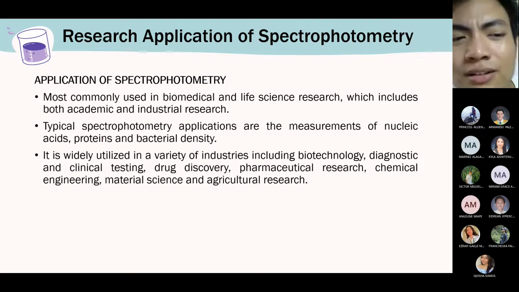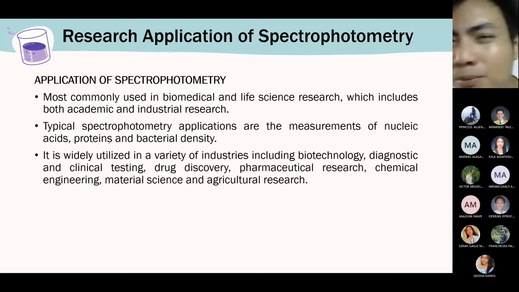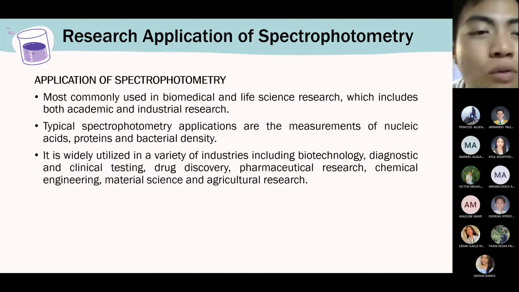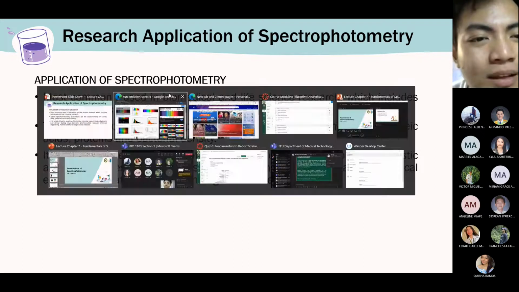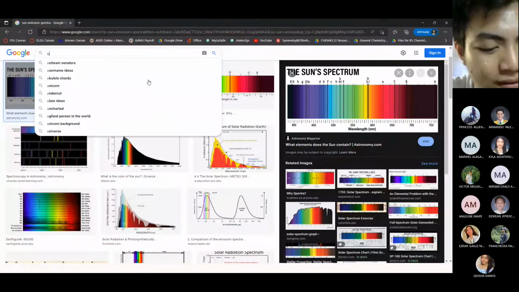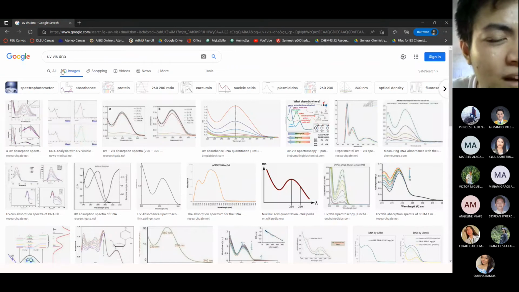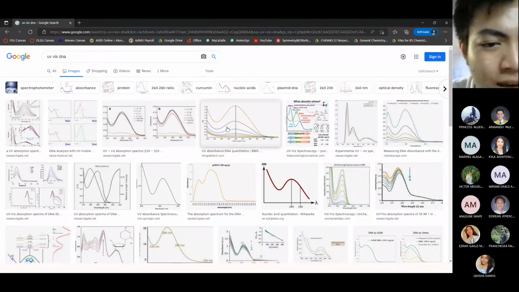Suppose you want to quantify the amount of proteins in your sample. We can use spectroscopy in identifying the proteins in our sample. Not only proteins, even DNA can be quantified using spectrophotometry. Meron tinatawag na A260, 280 ata. So, yan, we can quantify the amount of DNA using UV-Vis.